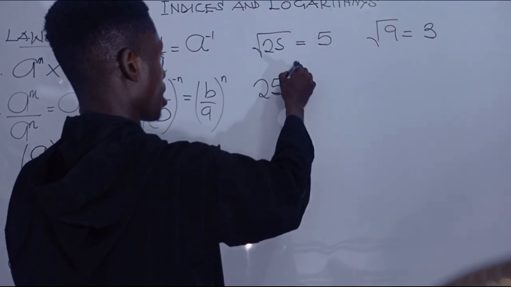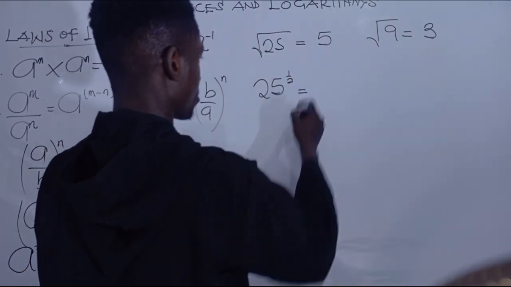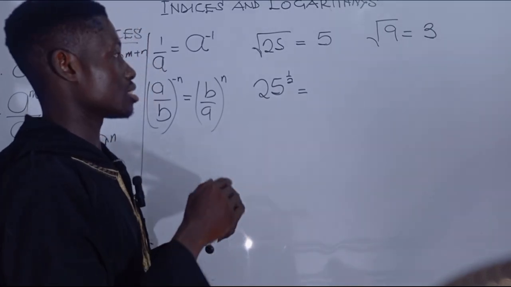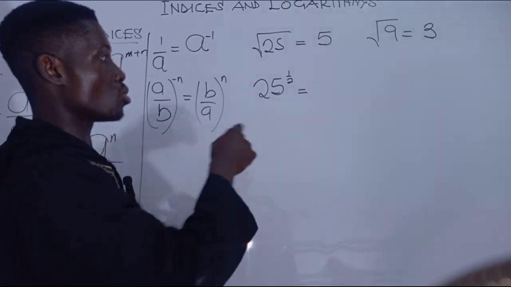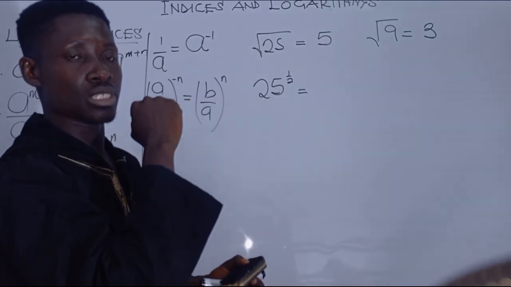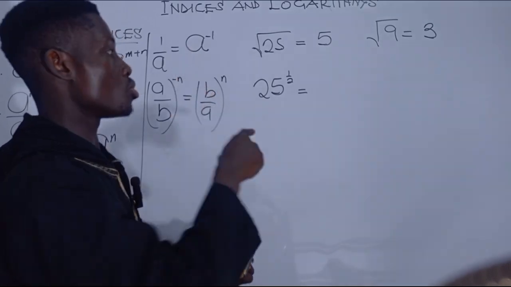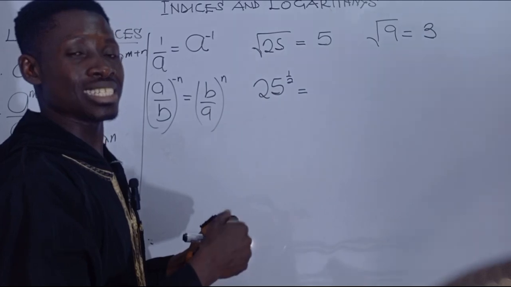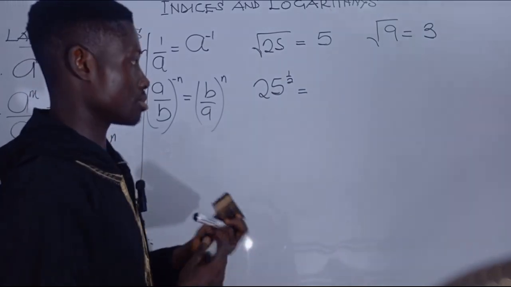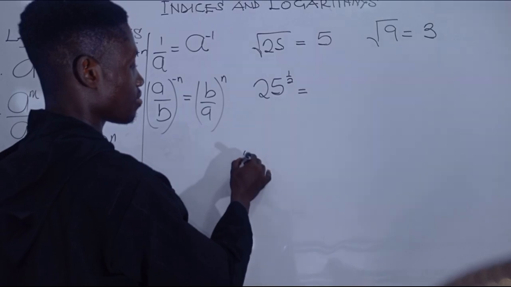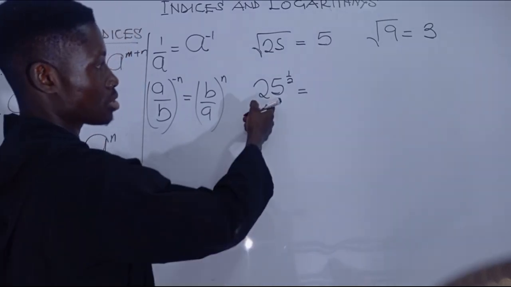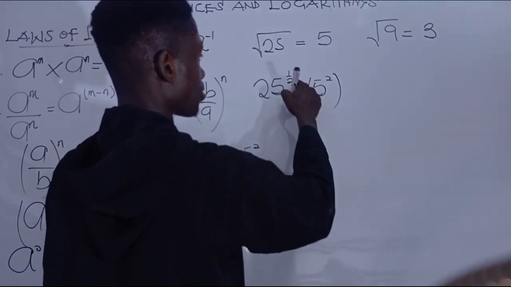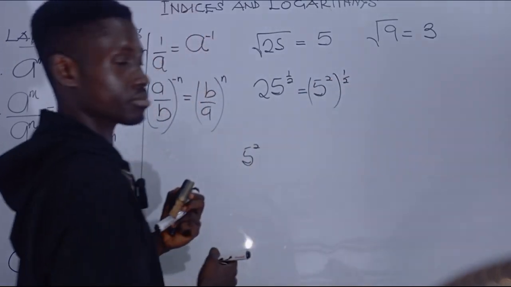Now let's look at this: 25 raised to the power half. Let me ask you this question: to what base, index 2, will give you 25? In other words, we can write 25 in an index notation form as what? 25 can be written as 5 raised to the power 2. So in place of 25, you can write 5 raised to the power 2, or raised to the power half.